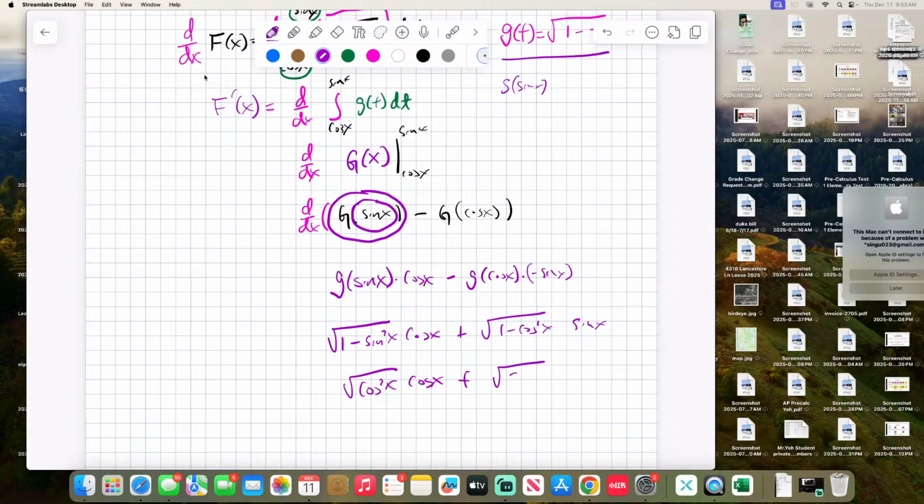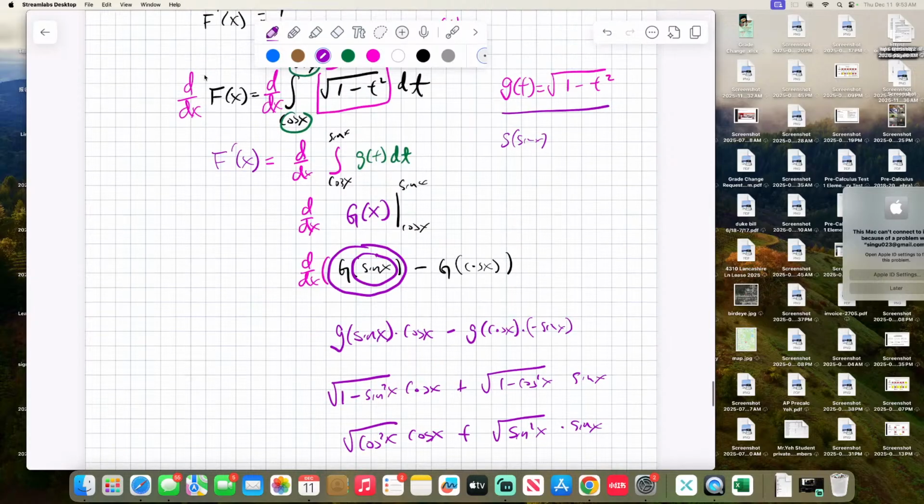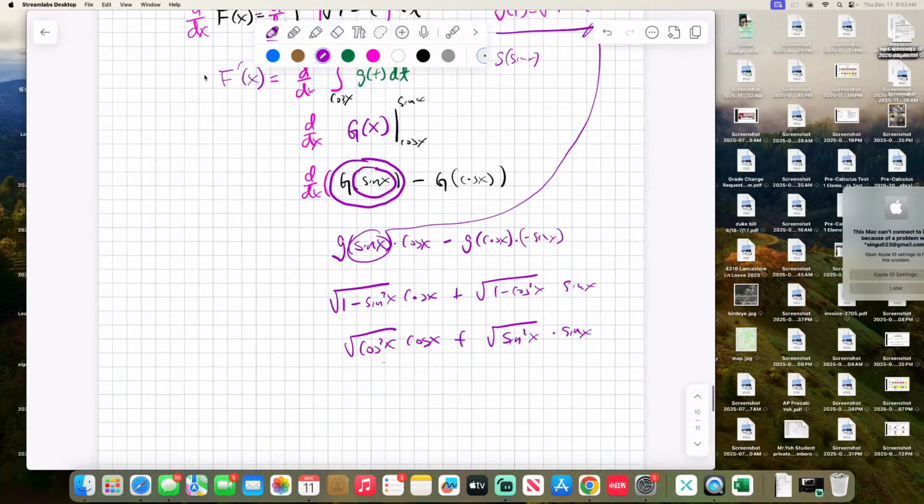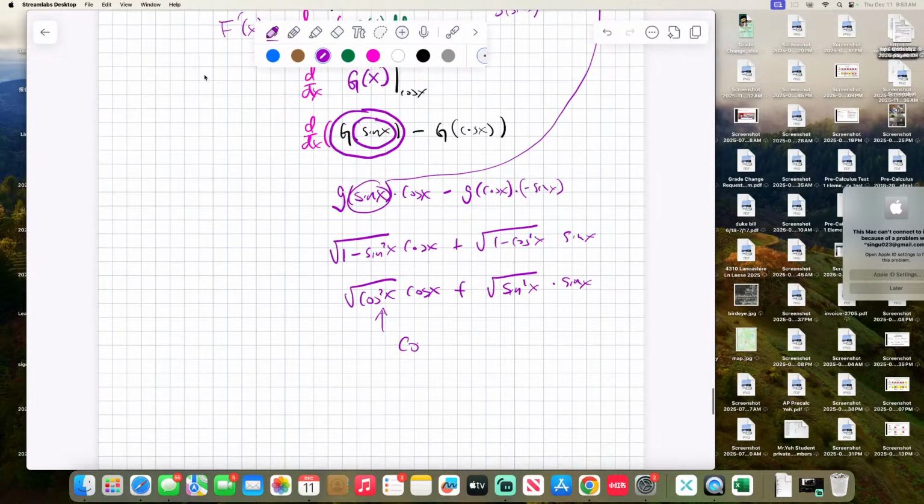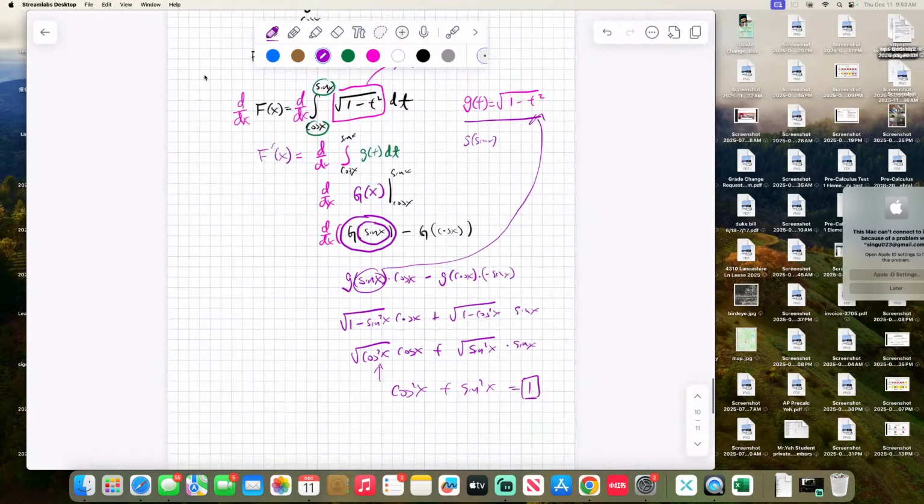And that's square root of sine square of x times sine of x. Wait, you plug that in for t? Yeah, I plug in sine of x into t, because this is the function I assume with. That's g of t, what we had before. Now, what's square root of square? It's just cosine, right? So when I write down cosine square of x plus sine square of x, that's equal to 1. So all that work for 1.